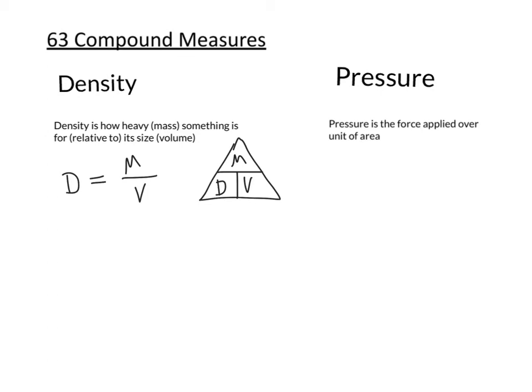So pressure really measures force for a unit of area. So we can write down that pressure would be force divided by area. Now in your triangle, F is at the top, so P and A will be at the bottom. You're not given those at GCSE, so you must learn those formulae. Let's look at some examples.